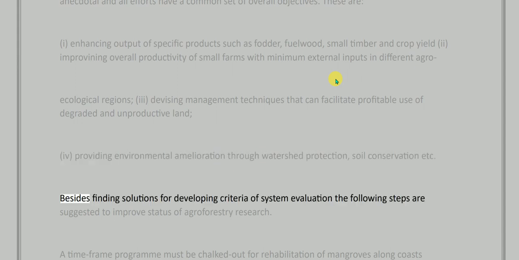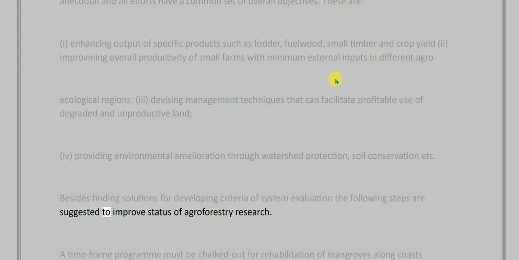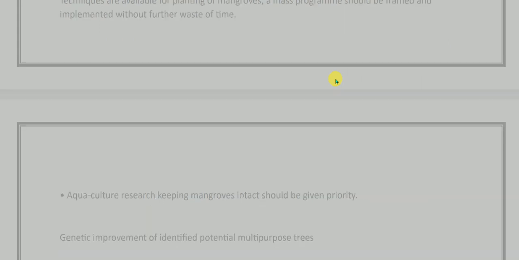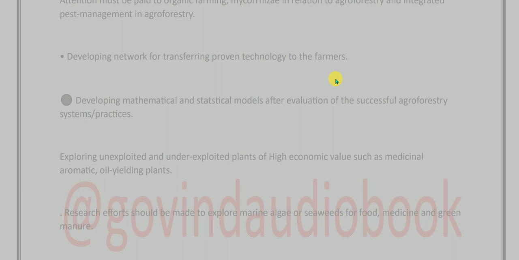Besides finding solutions for developing criteria of system evaluation, the following steps are suggested to improve the status of agroforestry research. A time frame program must be chalked out for rehabilitation of mangroves along coasts. Techniques are available for planting of mangroves. A mass program should be framed and implemented without further waste of time. Aquaculture research keeping mangroves intact should be given priority. Genetic improvement of identified potential multipurpose trees. Attention must be paid to organic farming, mycorrhizae in relation to agroforestry and integrated pest management in agroforestry. Developing network for transferring proven technology to the farmers.